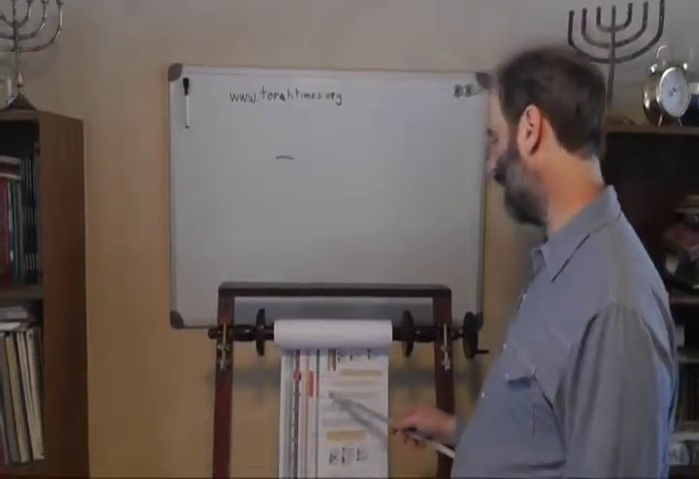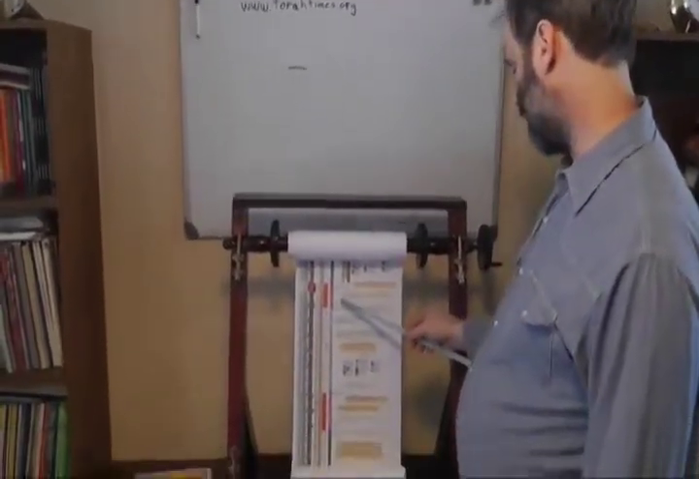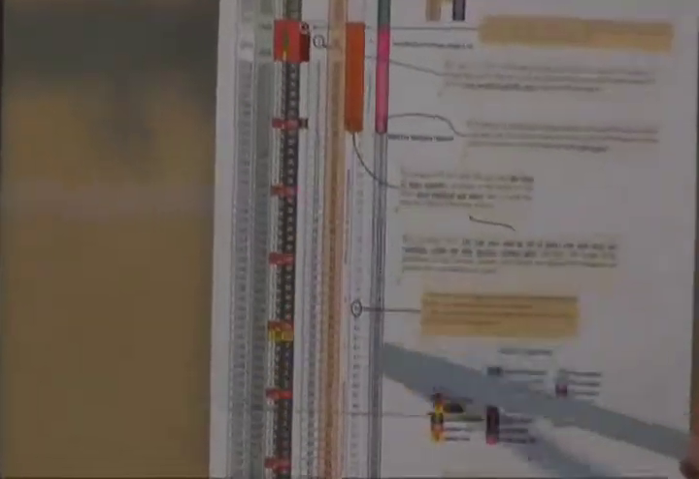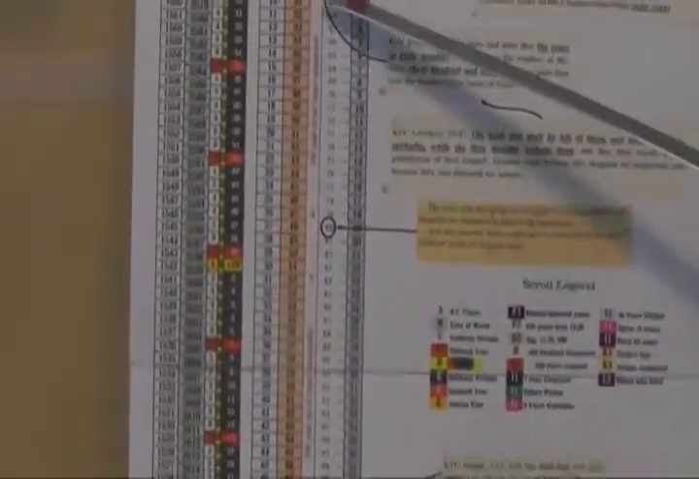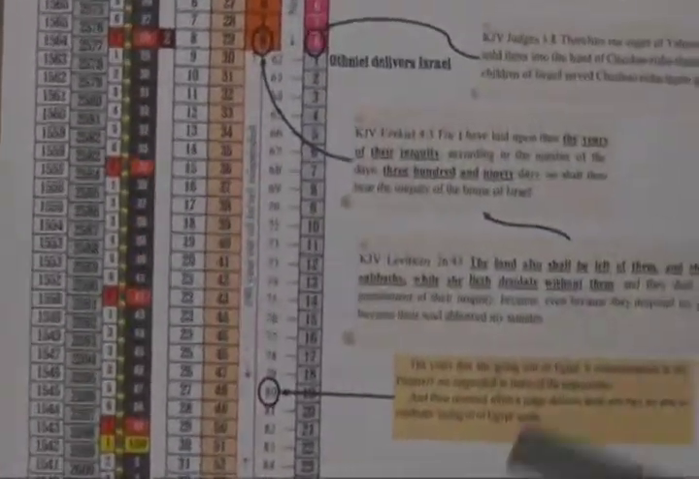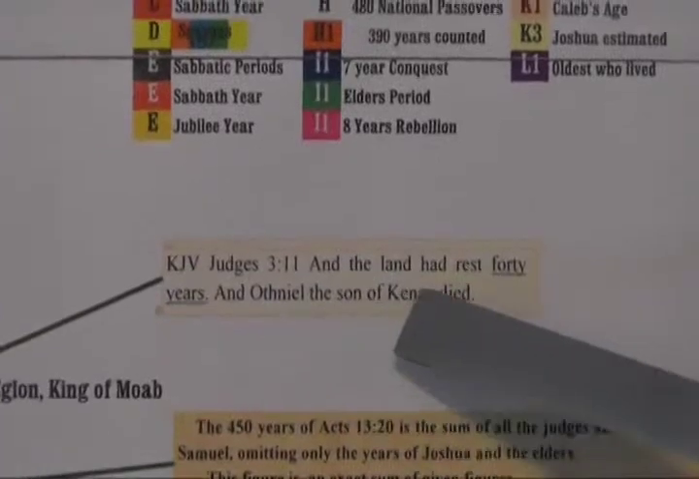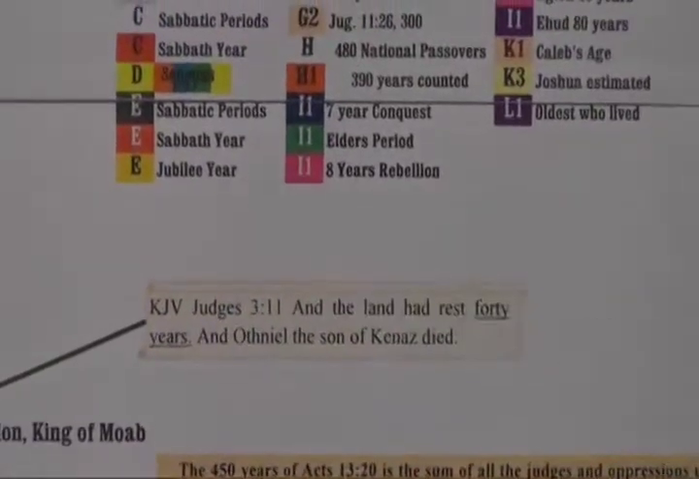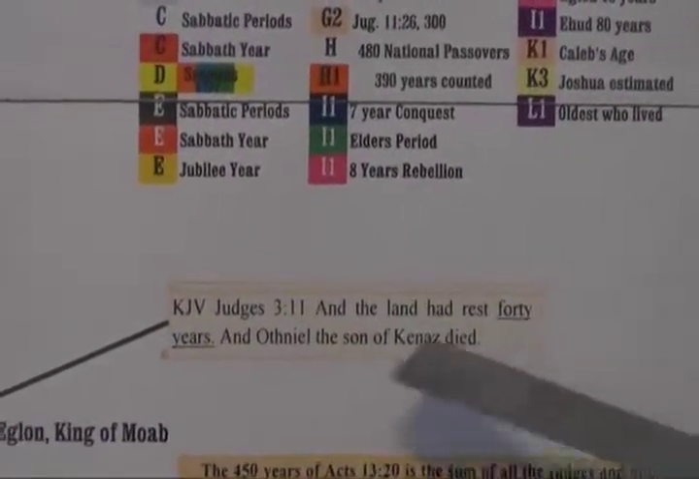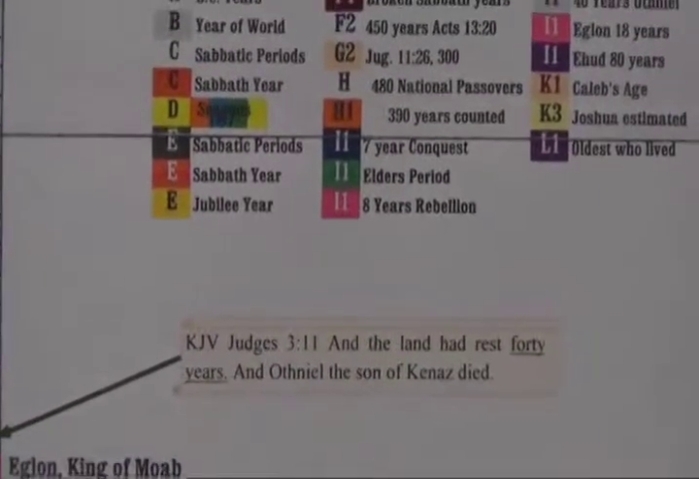Okay, so we have Othniel judging for 40 years after this oppression. Okay, now if we look at Judges 3:1, and the land had rest 40 years, and Othniel the son of Kenaz died. This phrase here, and the land had rest 40 years, is very important.